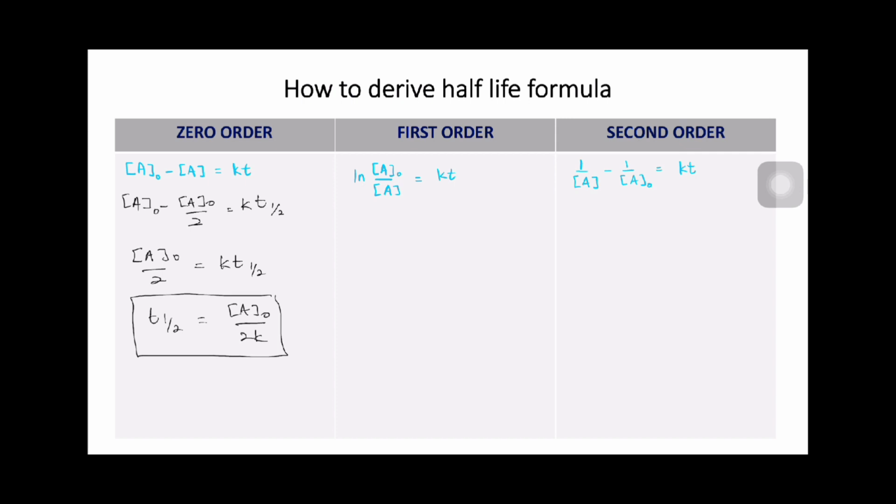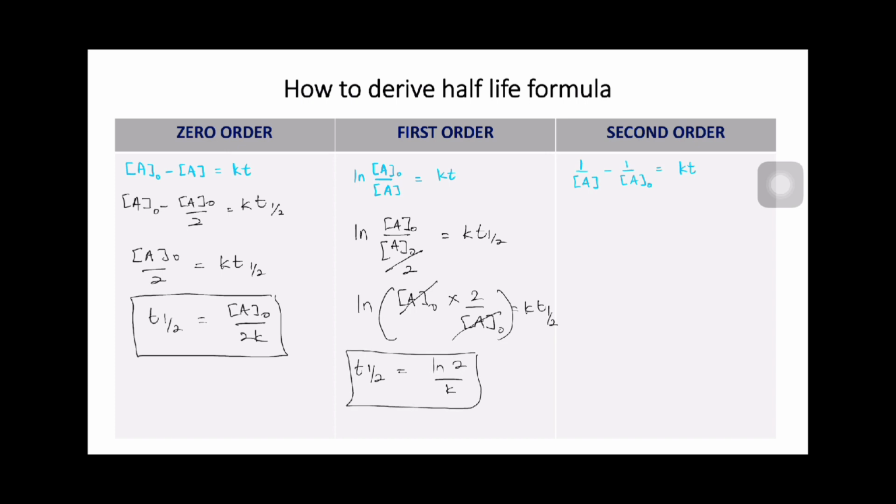The same goes for first order. We substitute A with A0/2. Then you will get ln A0 times 2/A0 is equals to KT half. A0 we can cancel off. Then we will get the half-life for first order is ln 2/K.